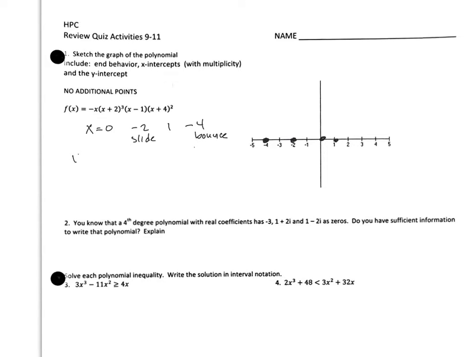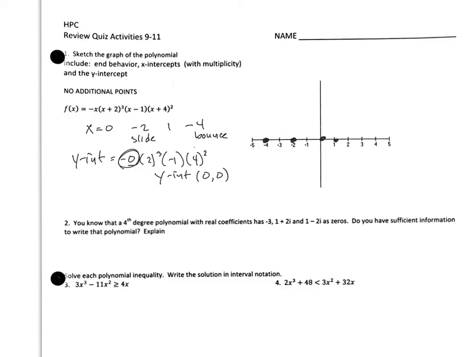The y-intercept, so we plug 0 in for x, so we would have -0, and then we'd have 2 to the third, -1, and 4 squared. Well, none of this matters because we're multiplying by 0, so the y-intercept is at 0, 0.